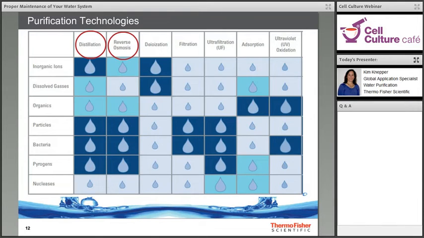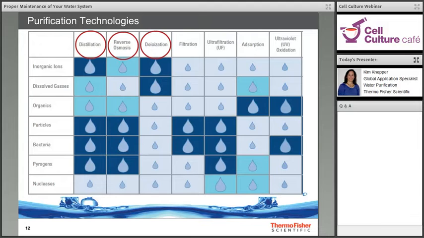Now reverse osmosis, which is similar to distillation. So reverse osmosis can remove a majority of the impurities in the water, but it's a % removal technology. So therefore, it's important to note that the quality of the RO water is going to depend on the feed water and the age of the membrane. So maybe not quite so consistent as distillation. Now, although distillation and reverse osmosis can remove a large amount of impurities, they may be used as a pretreatment to a type 1 system.